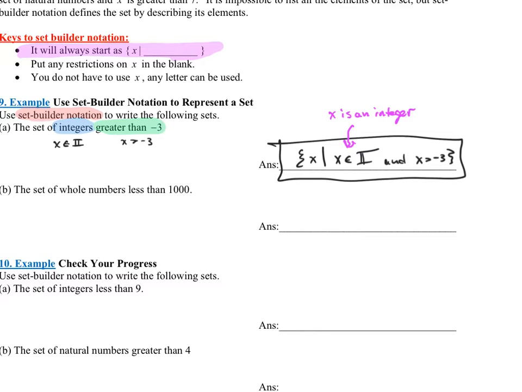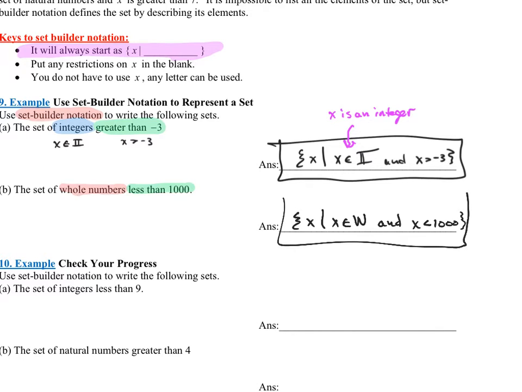Okay? Let's look at the next one. It says the set of whole numbers less than 1,000. So think about your restrictions there. How many restrictions do you have? Well, I see two restrictions. It has to be a whole number, and the second restriction is it has to be less than 1,000. So let's write our answer here. It's going to be the set of X such that. Now we do our first restriction. X is a whole number. And we do our second restriction, X is less than 1,000.